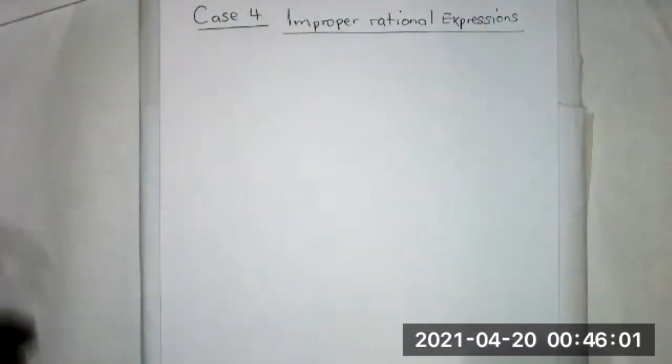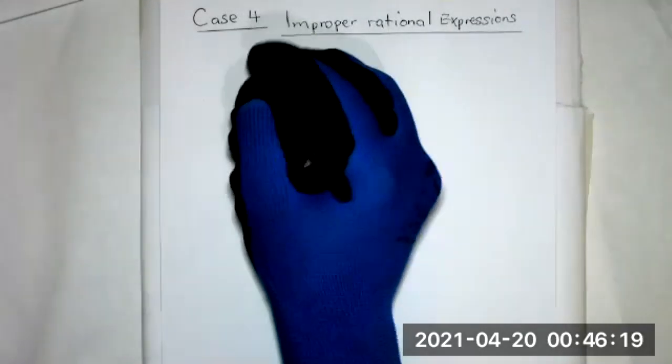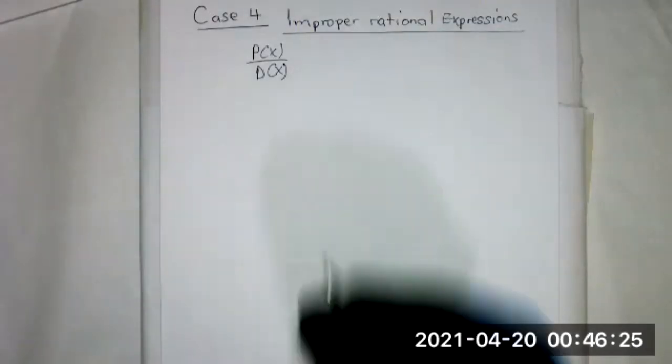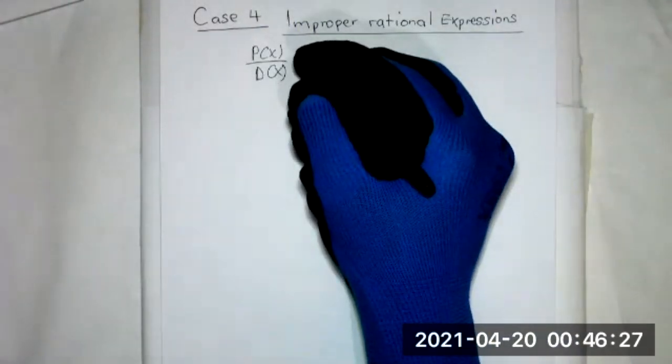Hello, welcome to the last case on decomposing irrational fractions into partial. So the last case is different from all the other three cases in that we will be having P of x divided by D of x.